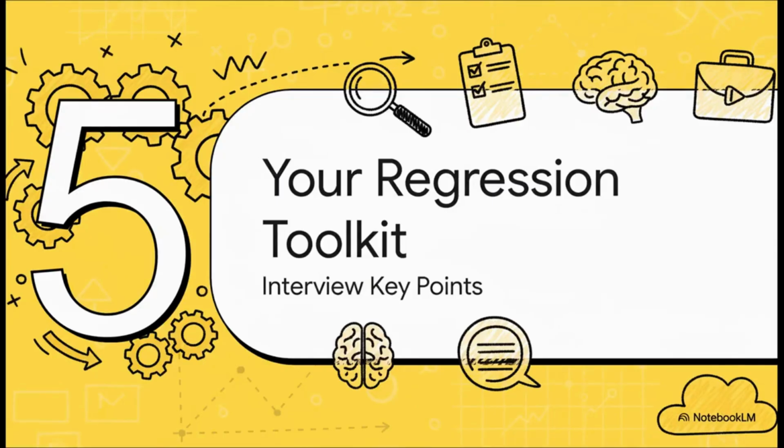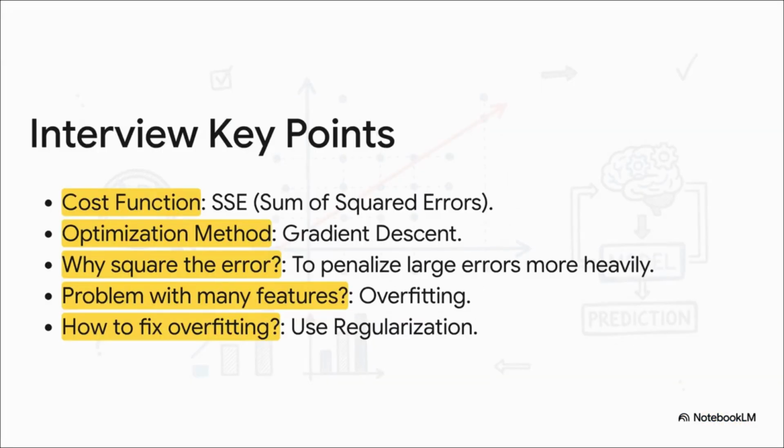Okay, we have covered a ton of ground, so let's boil it all down into a handy little toolkit. These are the absolute must-knows, the essentials for your next project or that big technical interview. If you're in an interview, these are your lightning round answers. What's the cost function? SSE. How does it optimize? Usually gradient descent. Why do we square the error? To punish big mistakes. What happens if you have too many features? You get overfitting. And how do you fix that? Regularization. Nail these, and you'll sound like you know exactly what you're talking about.